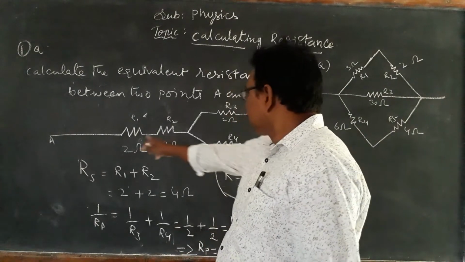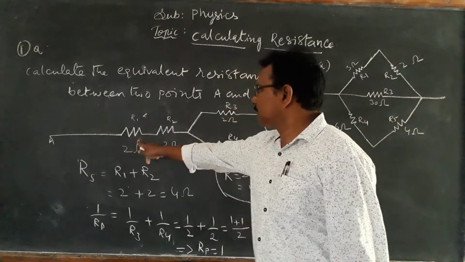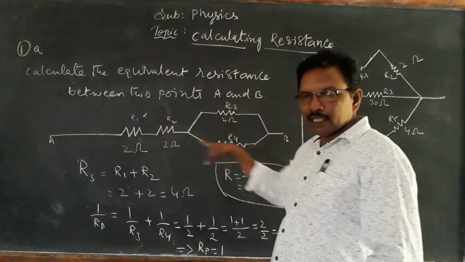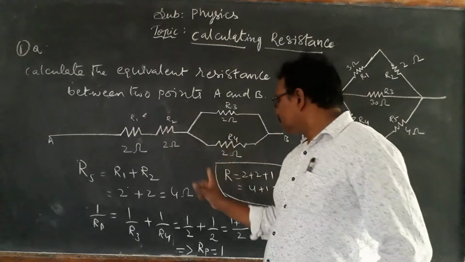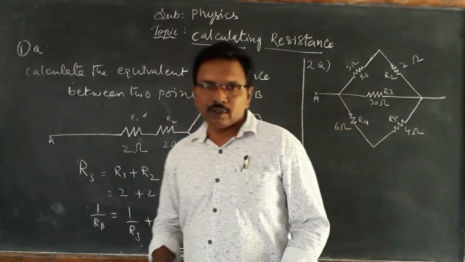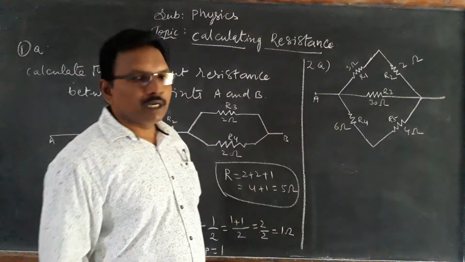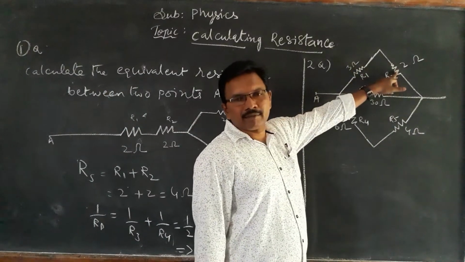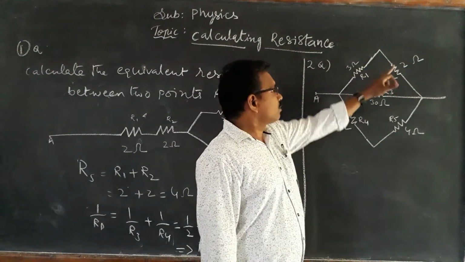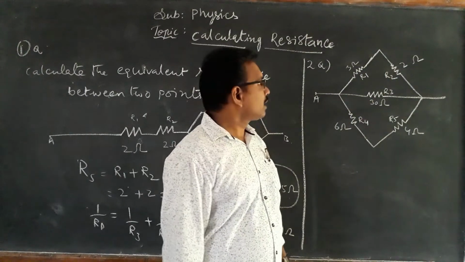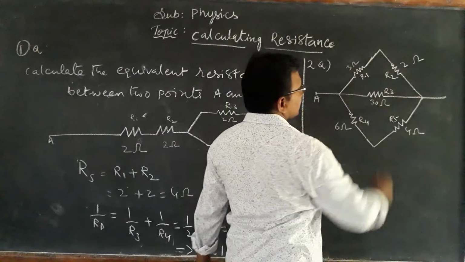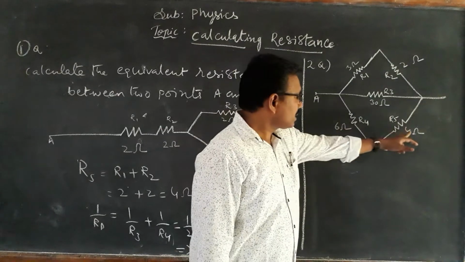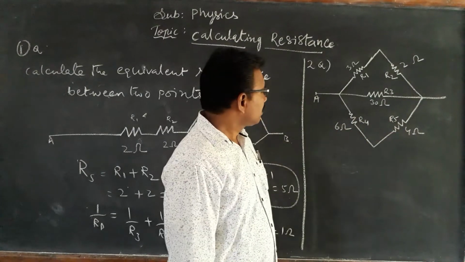Now observe here, this one and this total are in series, so simply add, you will get 5 ohms. Now come to here, these are in series, 3 plus 2 directly, how much? 5. And these are in series, 4 plus 6 plus 4, 10.